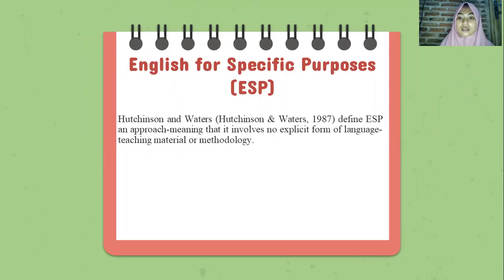Hutchinson and Waters 1987 defined ESP as an approach, meaning that it involves no explicit form of language teaching material or methodology. So the most important element of learning English is the purpose why the learner is learning the language. ESP is an approach to language instruction in which all decisions on content and methodology are based on the learner's reasons for learning.